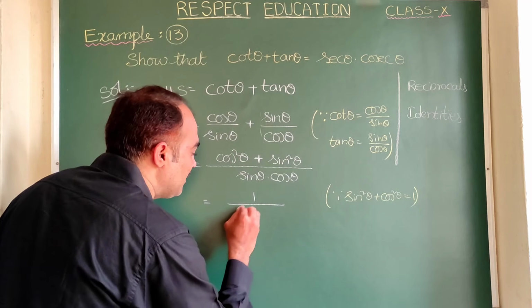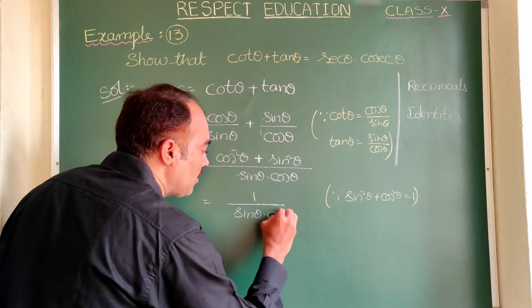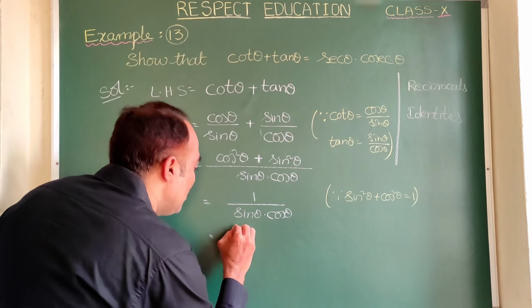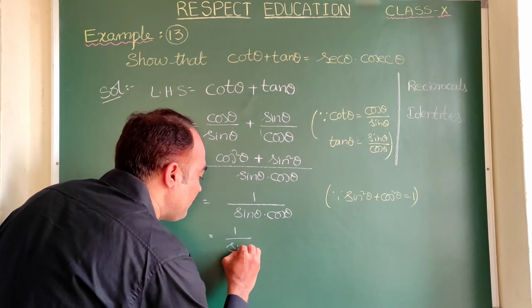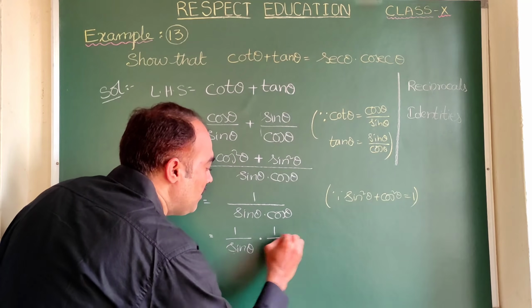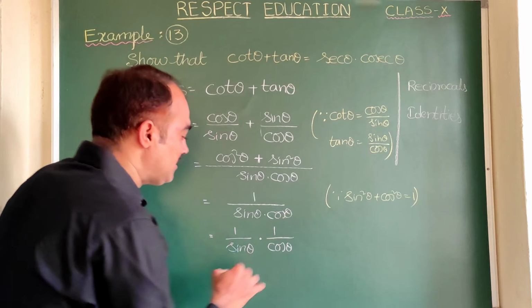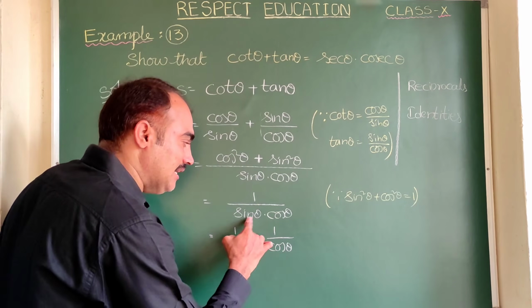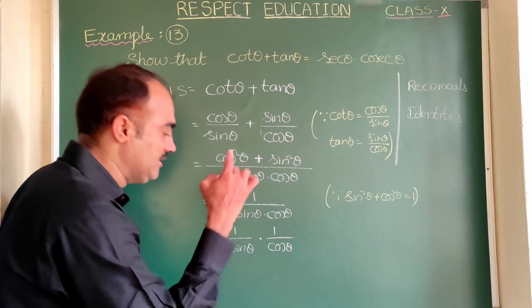Sin theta into cos theta. Now we are going to split it as 1 by sin theta into 1 by cos theta. Just check once: 1 into 1 is 1, and sin theta into cos theta is sin theta cos theta. So it can be split like this.